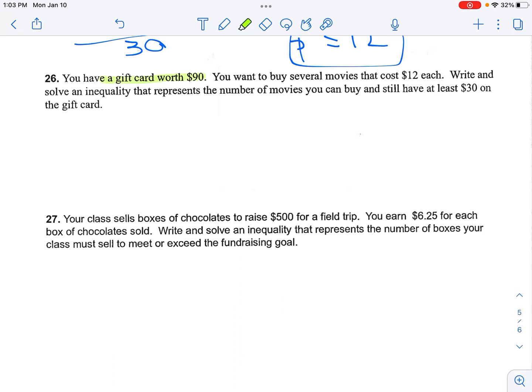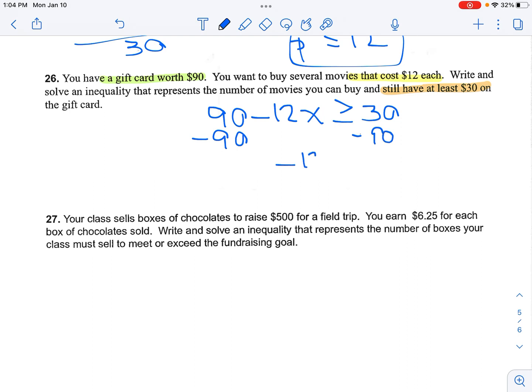Okay, there's a lot going on here. Gift card is worth $90. The movies cost $12 each, but very important information, I still want to have at least $30 left on the gift card. So $90 that I have to start with minus $12 per movie will be greater than or equal to the $30 that I want to have left on my card. Subtract 90 from the left and 90 from the right. Negative 12 times what is greater than or equal to negative 60.